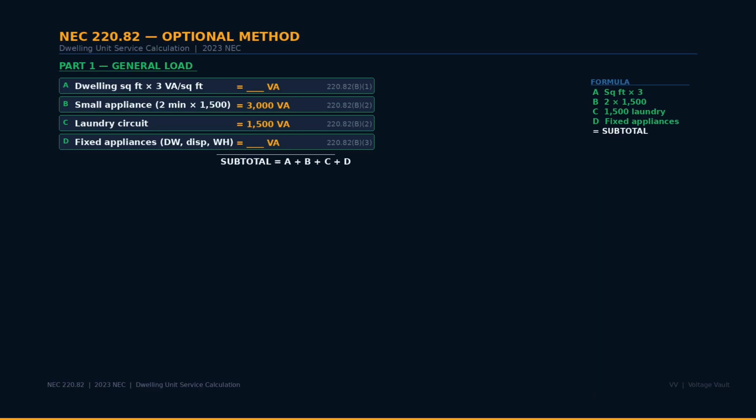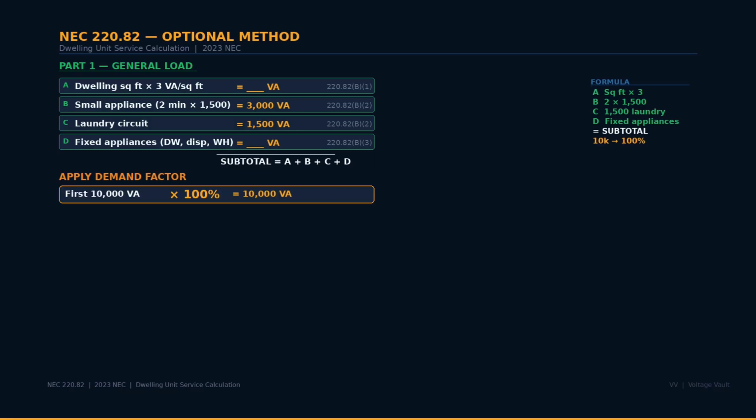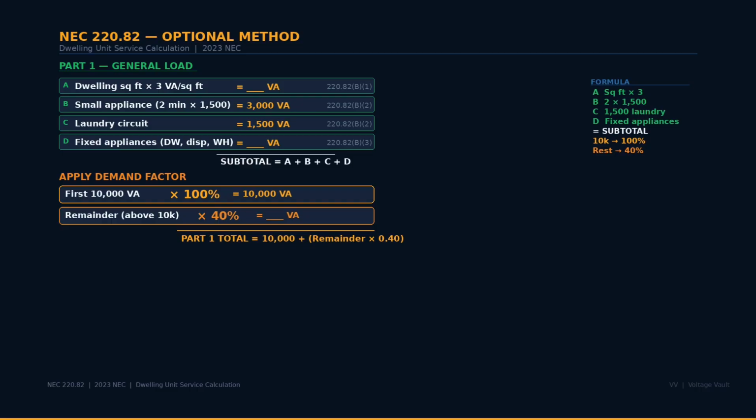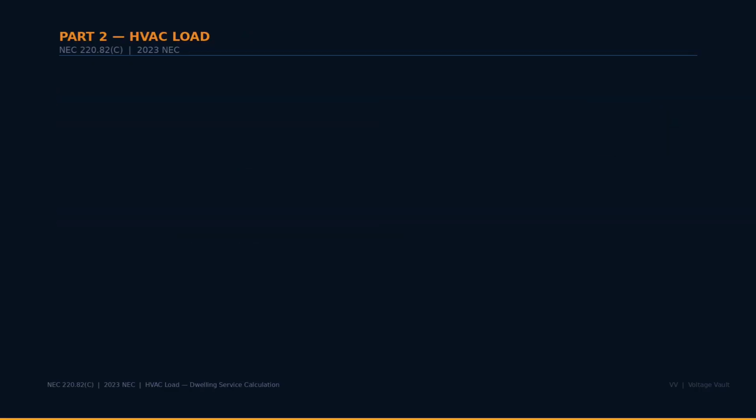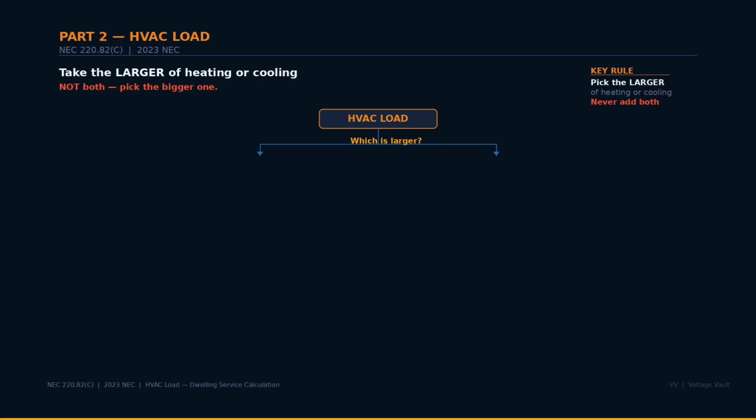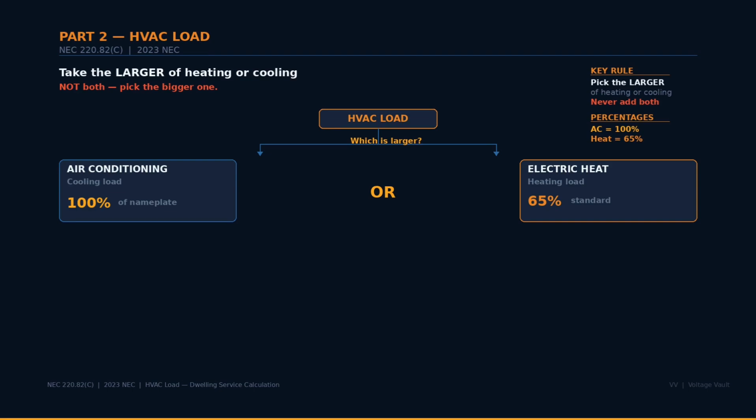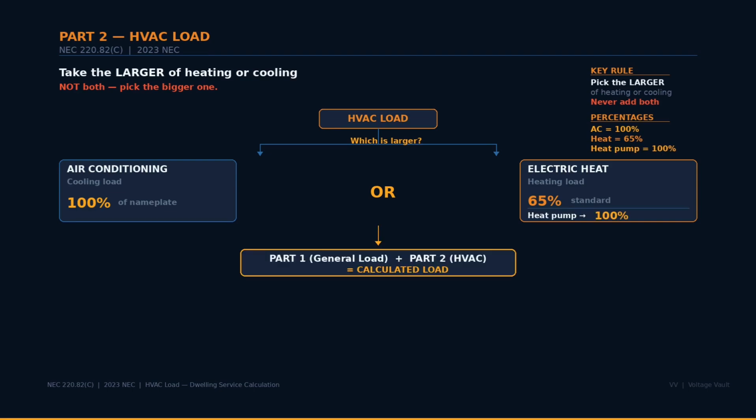Now apply the demand factor. The first 10,000 volt-amps you calculate at 100%. Anything above that number drops to 40%. Part 2 is HVAC. Take the larger of heating or cooling, not both. Air conditioning is 100%. Electric heat is 65%, unless it's a heat pump, then it's 100%. Add Part 1 and Part 2 together. That gives you the calculated load.